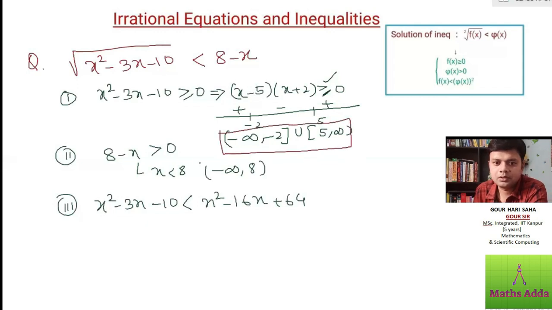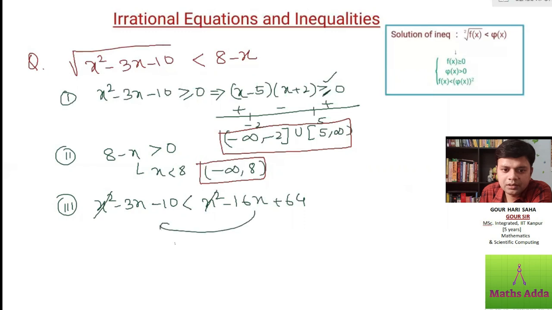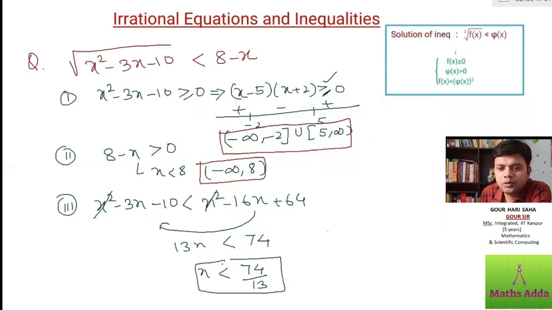This is first and this is second. Now simplify that. x square will cancel out. Bring this side. This is 13x less than 74. So x is less than 74 by 13. This is third, right? Now what we will be doing, we will be taking intersection.